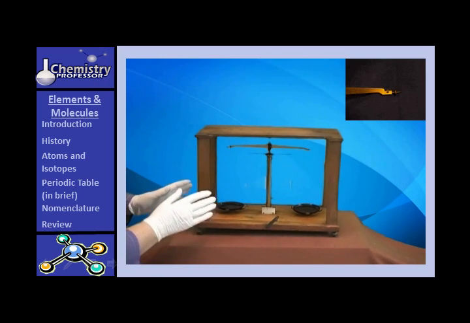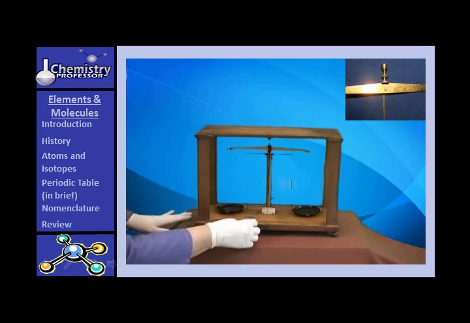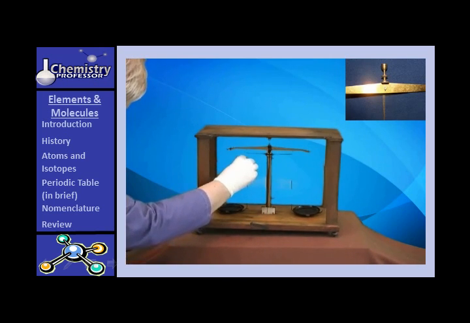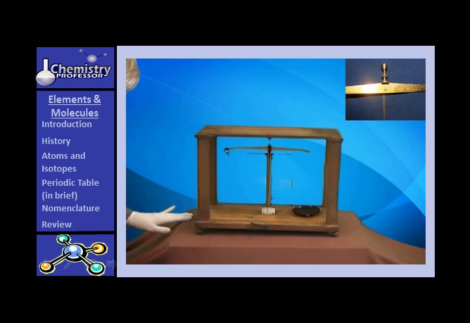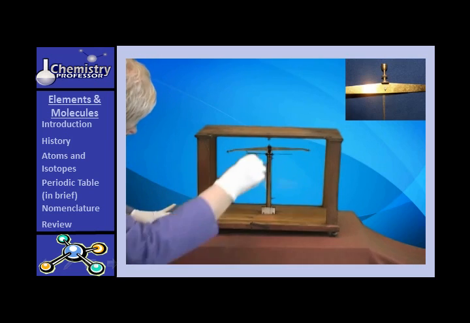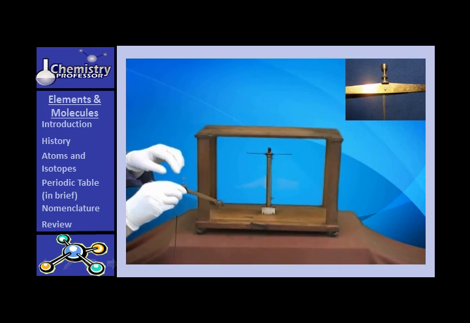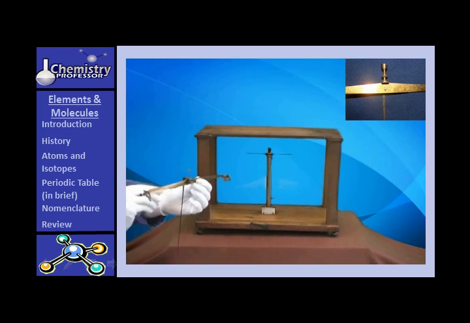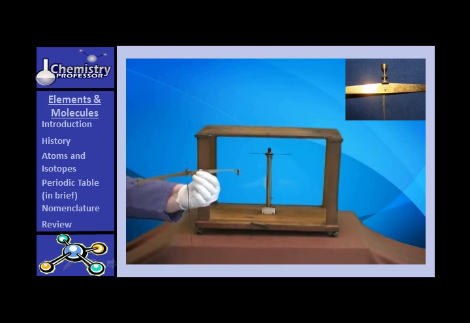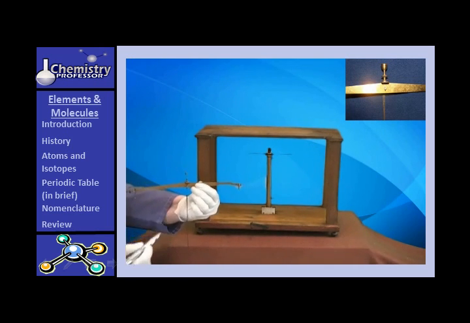Well, I want to show you the knife edges, and to do that, I'm going to have to take the balance apart. So I'm going to reach up here and remove the pans, and then bring out the beam. Now, I want you to notice on this beam that there is a triangular area right here. And this triangular area is the knife edge.